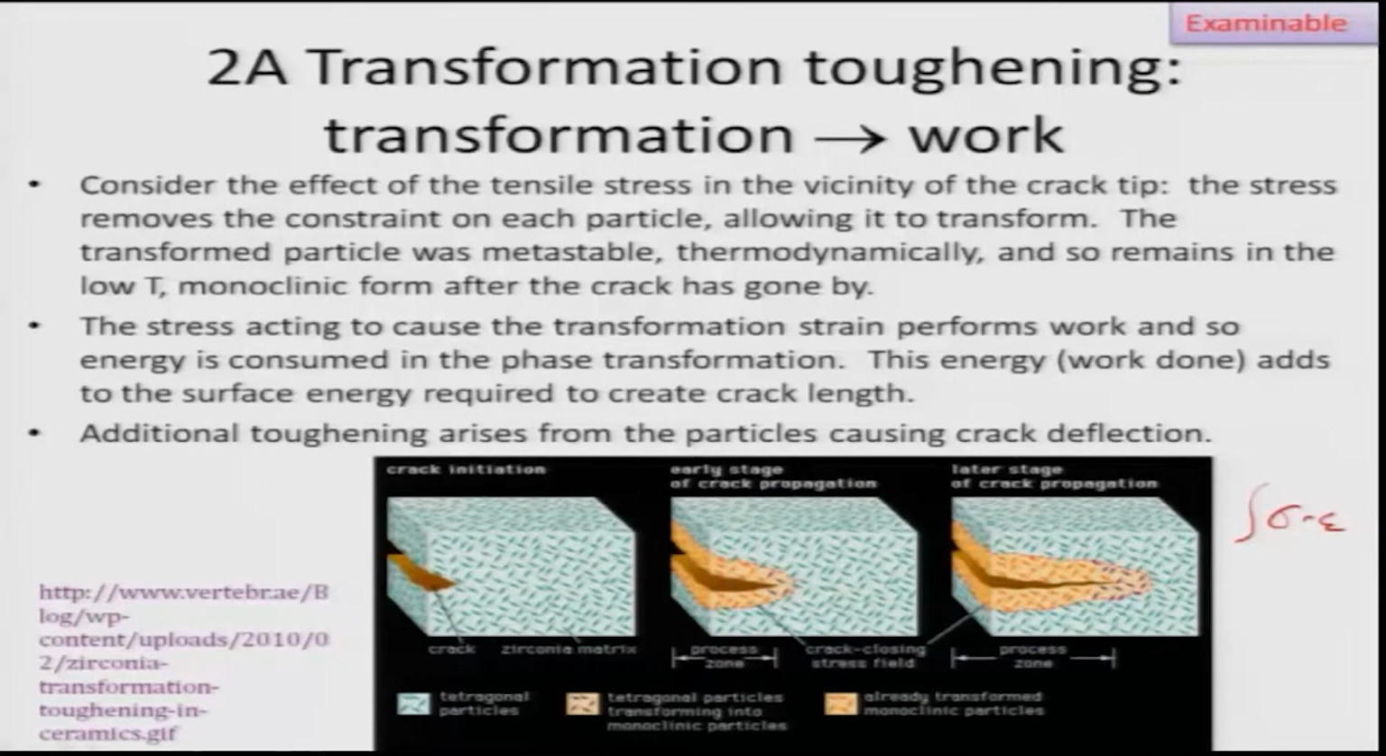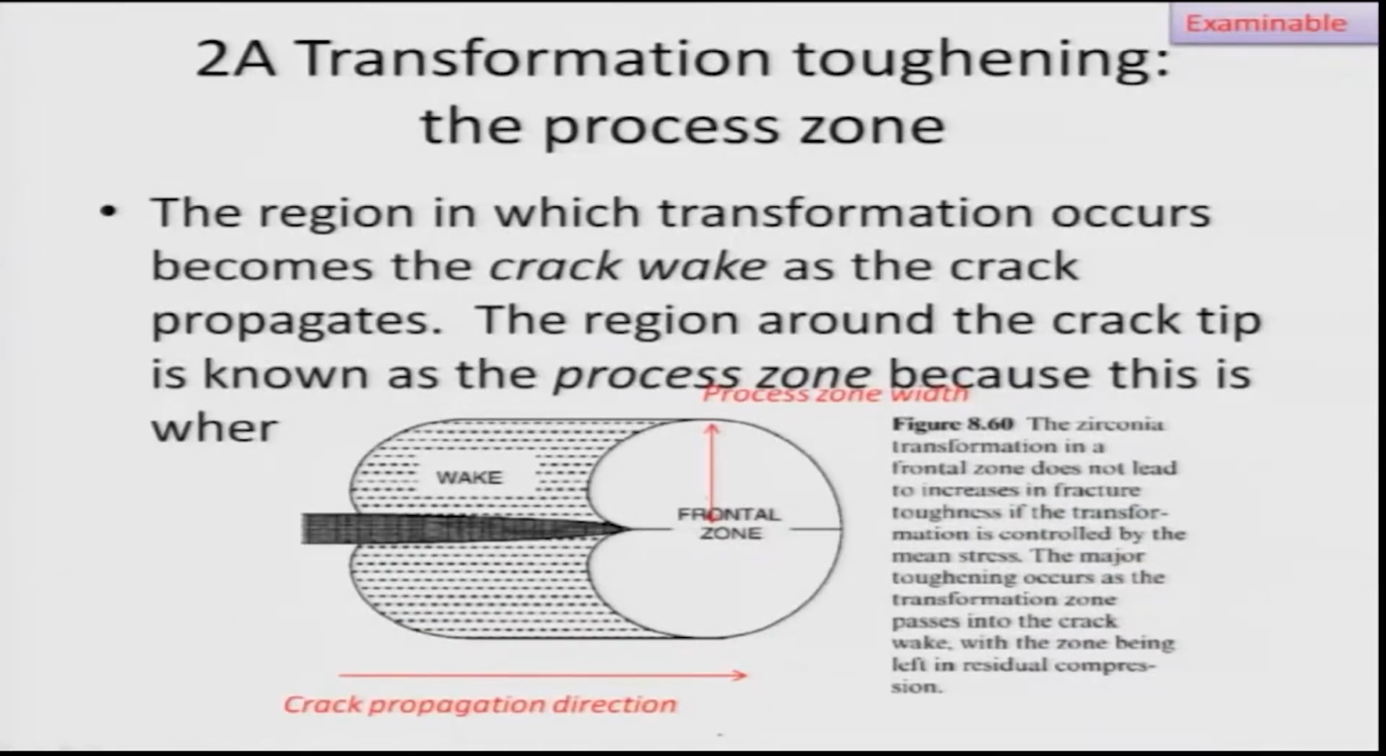Here you see the transform zone, which is transformed to monoclinic particles, and even when the crack has moved, the monoclinic transformed regions remain. That is another aspect you should keep in mind, and this is exactly showing the same thing. The region in which the transformation occurs becomes a crack wake. As the crack propagates, the region around the crack tip is known as the process zone. This is the wake which is transformed, and this is the frontal zone which is yet to transform.